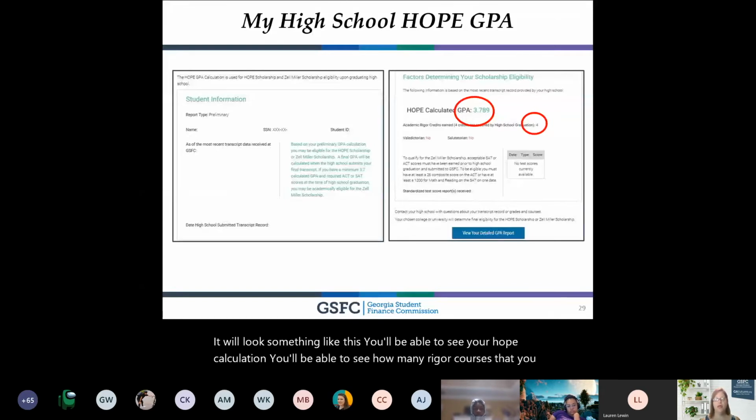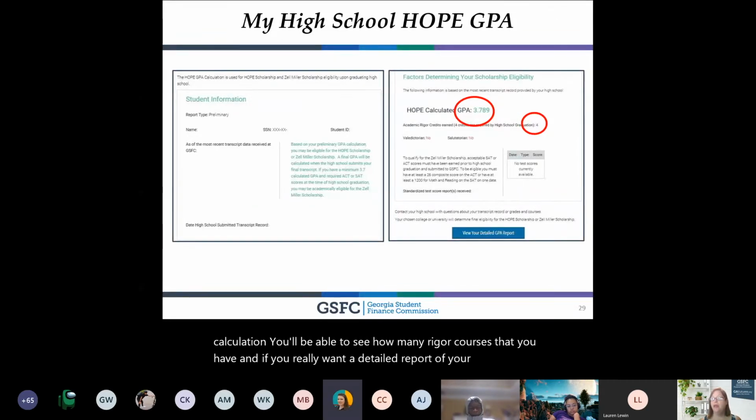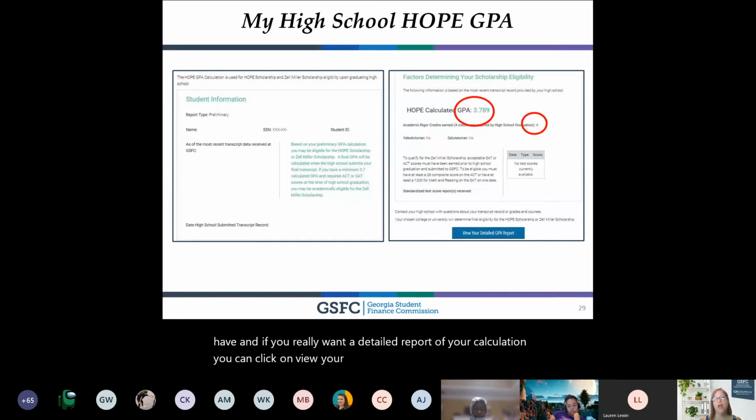And if you really want a detailed report of your calculation, you can click on View Your Detailed GPA Report, and that will show you your transcript and tell you exactly which courses are being counted towards your HOPE GPA and which ones we've considered rigor and we've added weight to. And again, you can do that today. It will have from 9th grade all the way to your 11th grade classes.